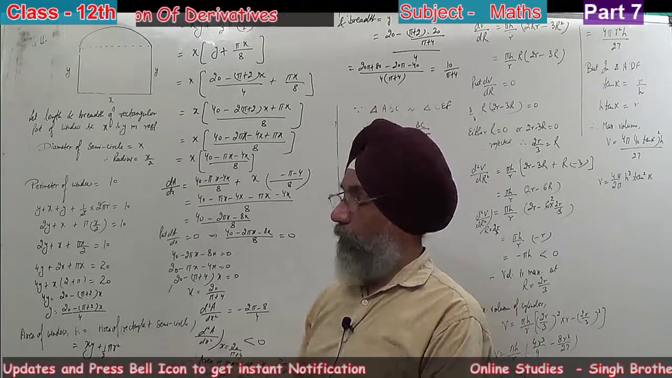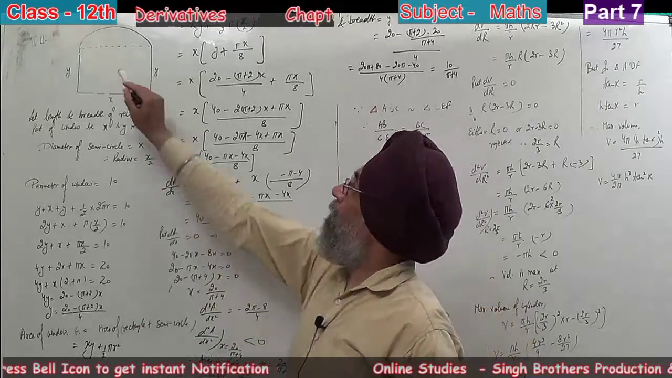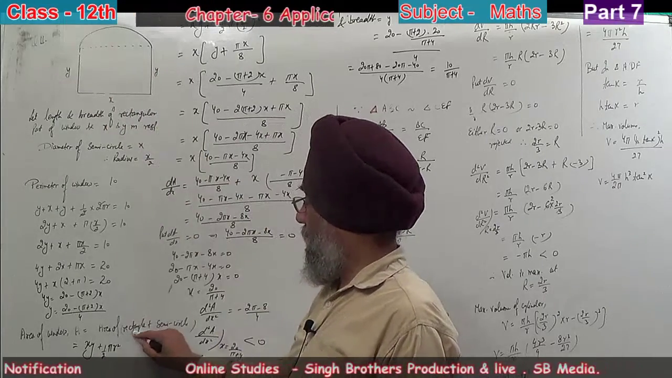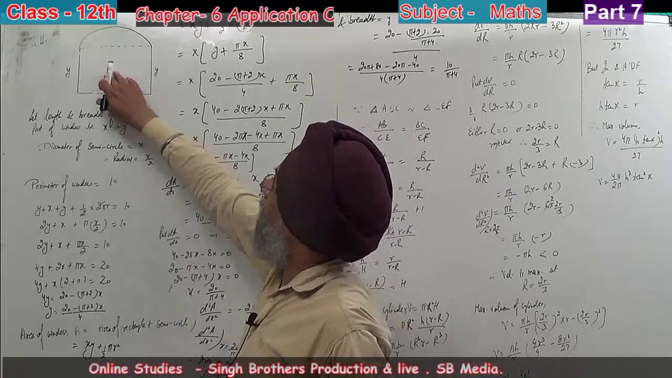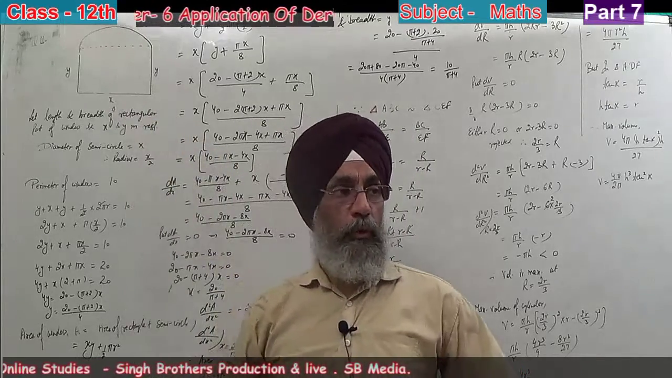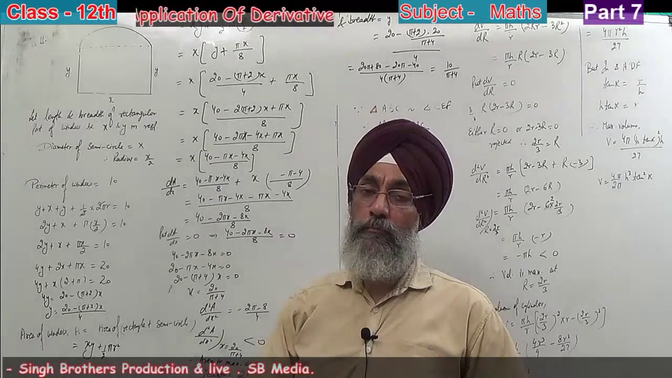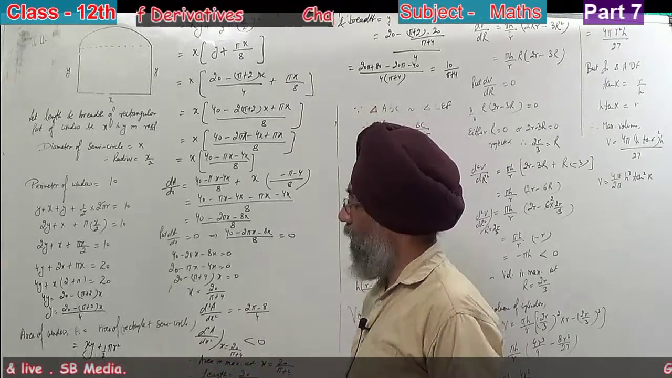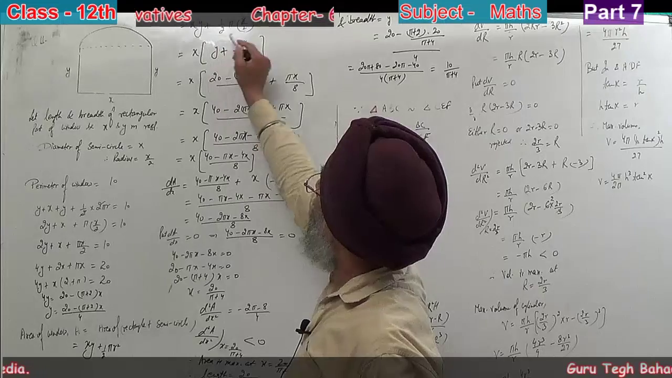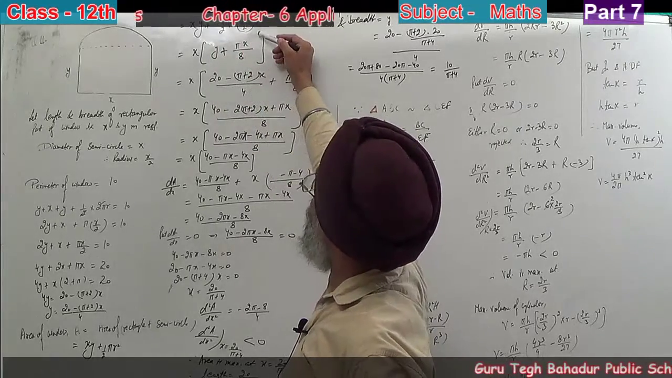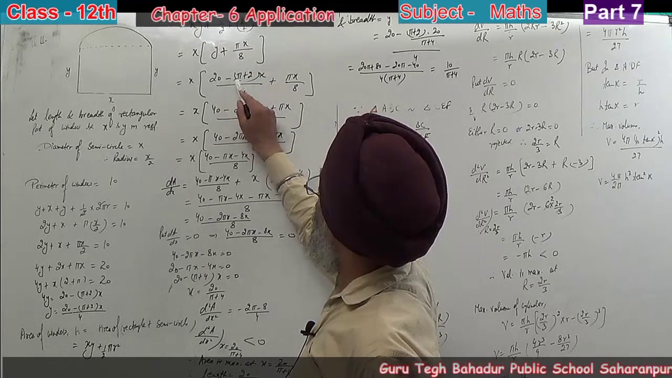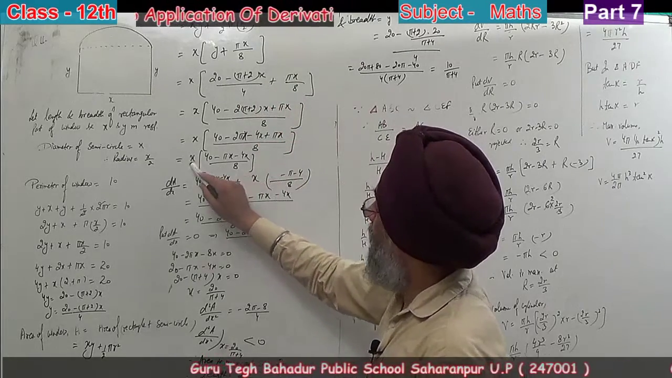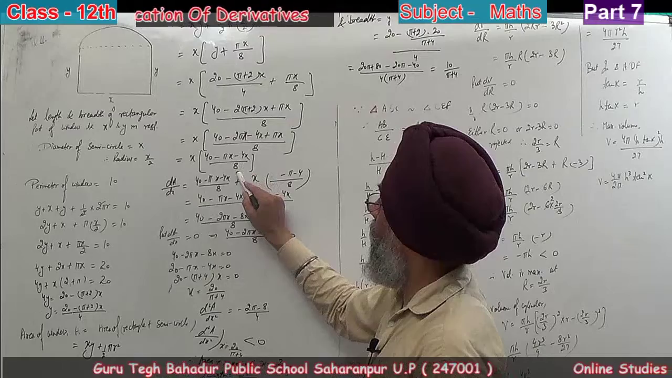Now area of the window, to admit the maximum light. So area of rectangle plus area of semicircle is the total combined area of the window. It is xy plus half pi r square, placing the value of y here and r here, x upon 2 whole square, y is (20 minus (pi plus 2) x) upon 4, taking x as common. On solving, we get x times (40 minus 4 pi minus 4x) upon 8.